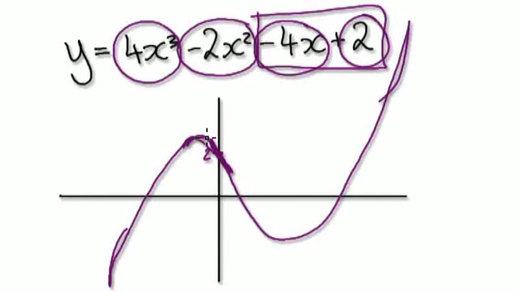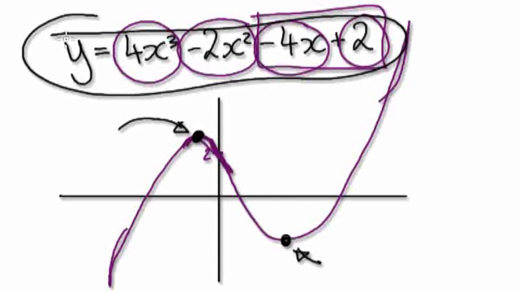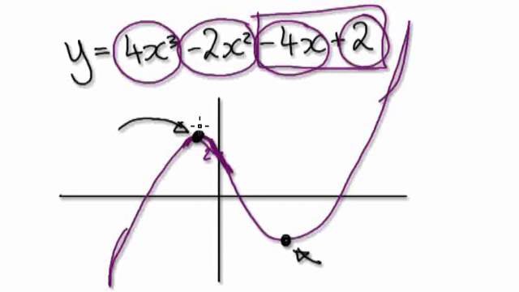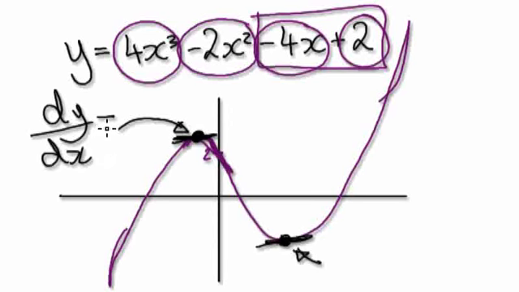Now your job is to find out the coordinates at this point and the coordinates at this point here, the two turning points. Use calculus to do this. Given this here, find dy by dx. Think of it in terms of the gradient. At this point here, the gradient is 0. At this point here, the gradient is 0. So find dy by dx and try to identify when x will make dy by dx 0.